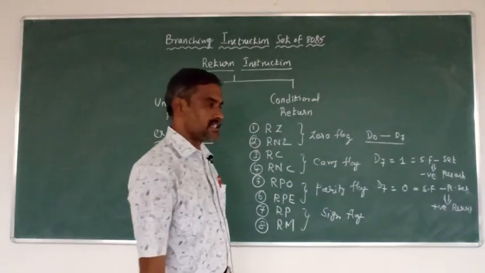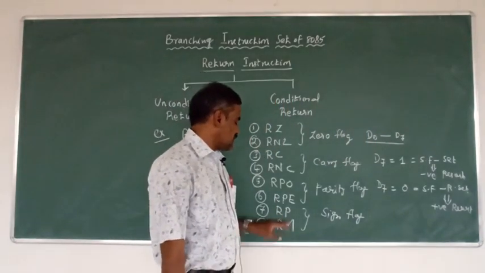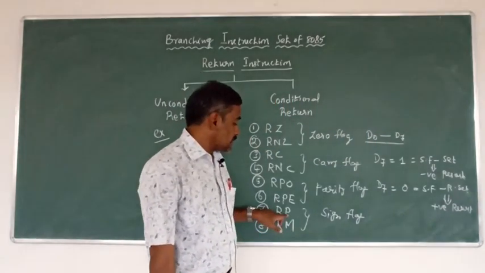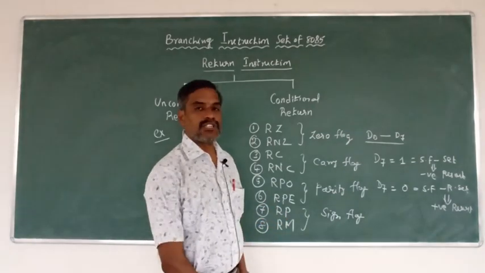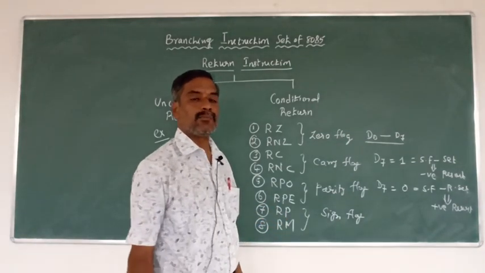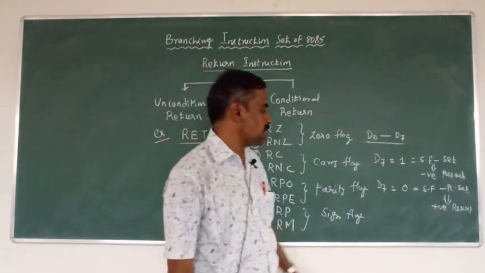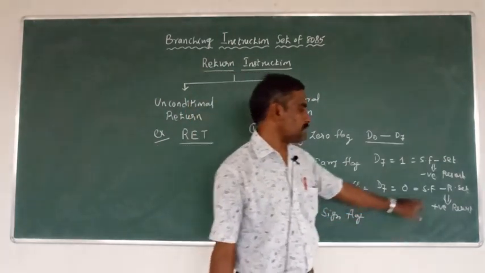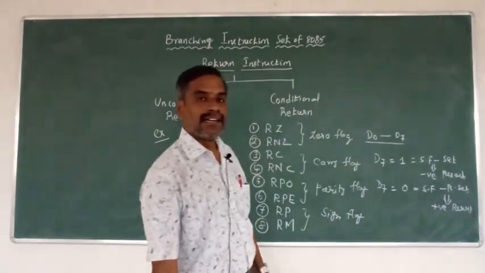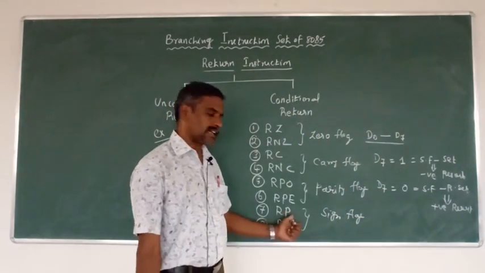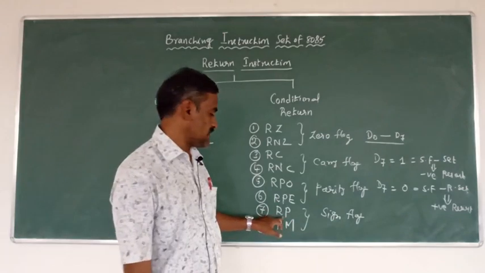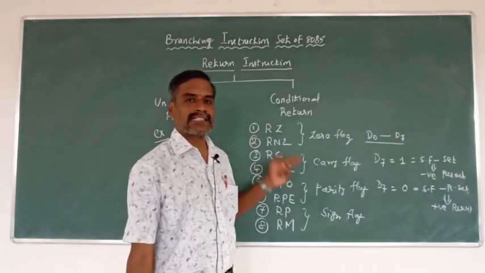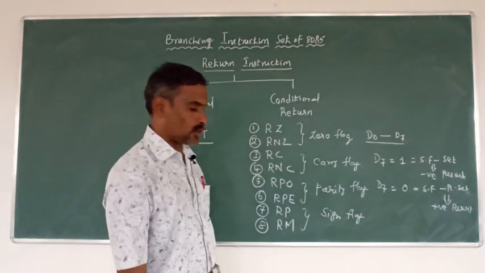RP means return if result is positive. When the result is positive, the D7 bit is equal to 0. At that time, the sign flag will be in reset condition. Now it returns back to the main program. Otherwise, it will execute the next instruction of the subroutine program.